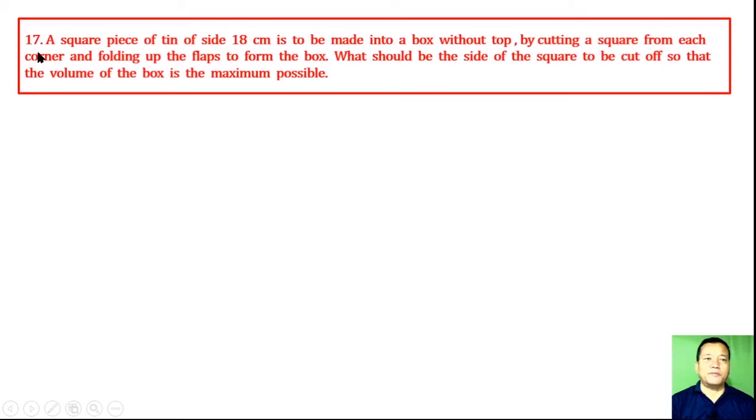Question number 17. A square piece of tin of side 18 cm is to be made into a box without top by cutting a square from its corner and folding up the flaps to form the box. What should be the side of the square to be cut off so that the volume of the box is the maximum possible?